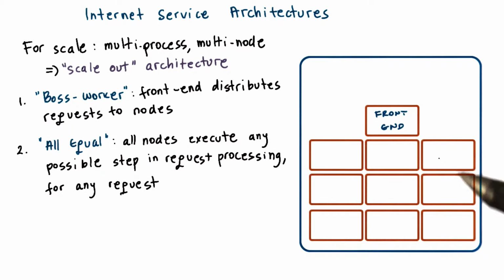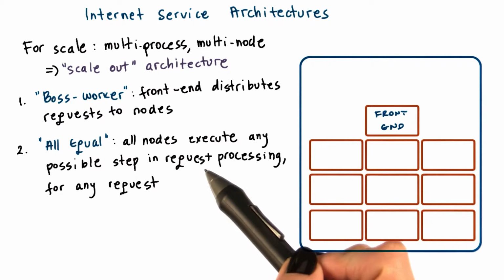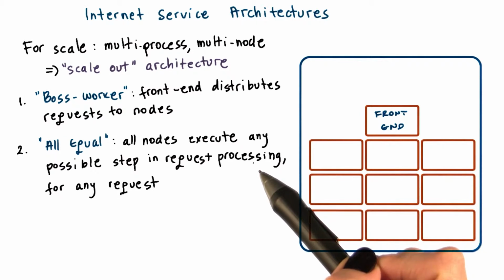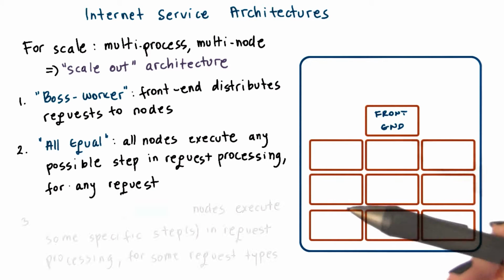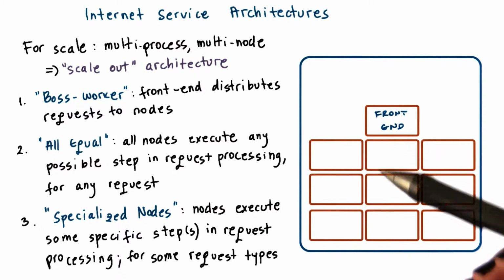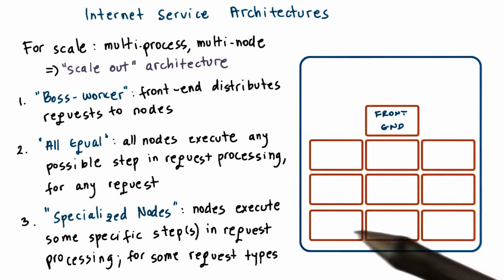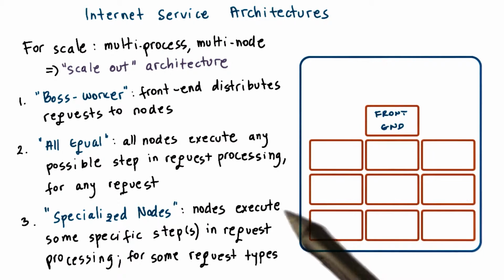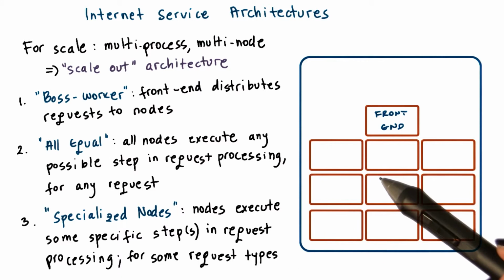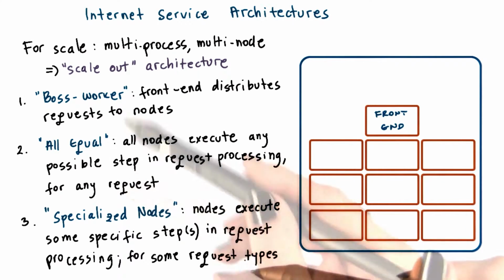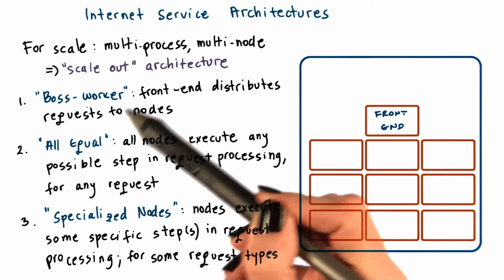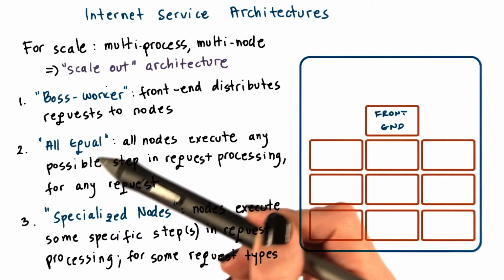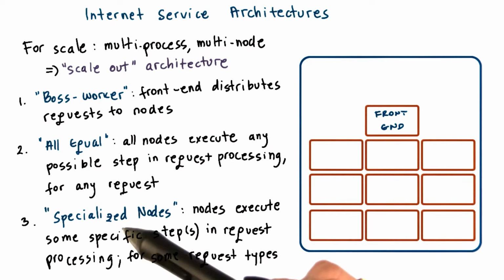One possibility afterwards is that every single one of the nodes is capable of executing any possible step that's required for the processing of the requests, and that they can handle any possible request that may come in from the external users. The other possibility is that the nodes can be specialized to execute only some specific step or some specific steps in the request processing, or they can be specialized only for certain types of requests. This is again analogous to what we talked about when discussing the boss worker pattern, that the workers may be general purpose, so they may perform any processing, or they may be specialized for certain tasks.